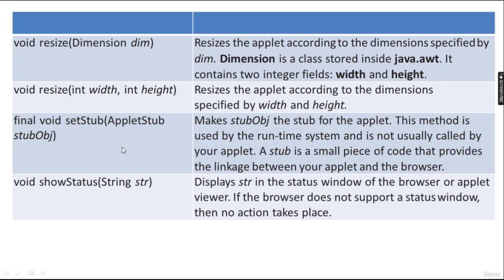Then final void setStub(AppletStub object) makes the stub object the stub for the applet. This method is used by the runtime system and is not usually called by your applet. A stub is a small piece of code that provides the linkage between your applet and the browser. So it is not directly connected to your applet. A stub is a connection between the applet and the browser.